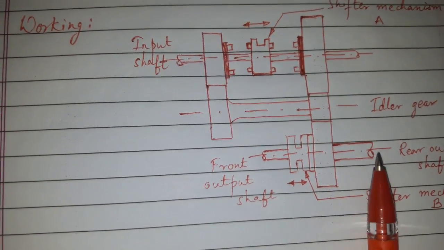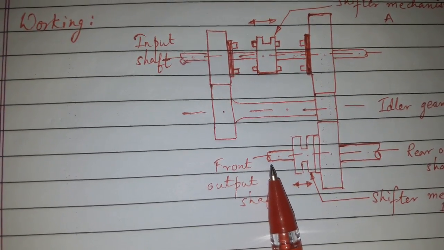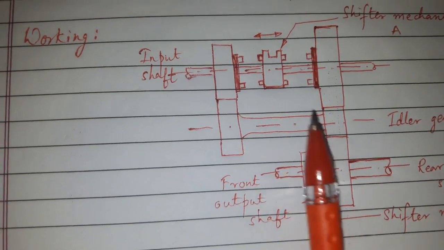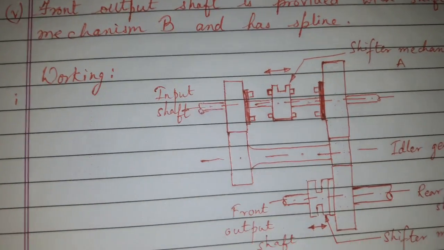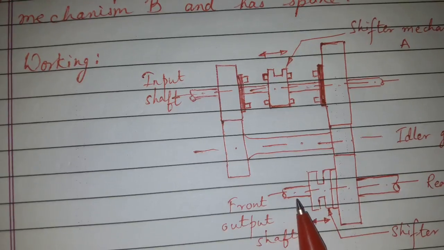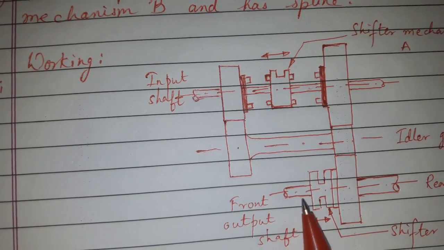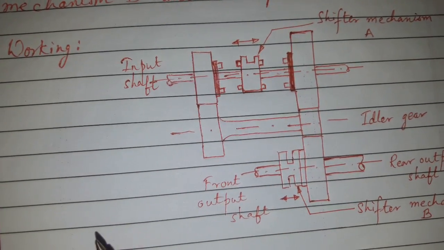There are two output shafts, one going to the front axle and the other going to the rear axle. Shifter mechanism A is present on the input shaft. The front output shaft is smaller in diameter. The front output shaft is provided with shifter mechanism B and it has a spline.